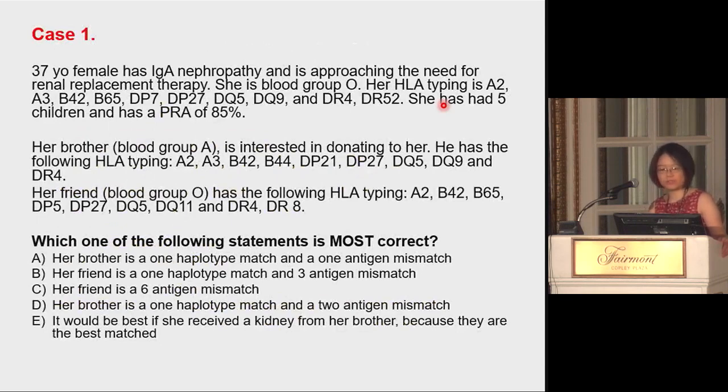So to start off with the case, this is a 37-year-old female who's approaching the need for renal replacement therapy and is interested in transplant. She's blood group O, and the HLA typing is as follows. She's had 5 children and a PRA of 85%. Her brother, whose blood group A, is interested in donating to her. He has the following HLA typing. Her friend, whose blood group O, has the following HLA typing. So which one of the following statements is the most correct?